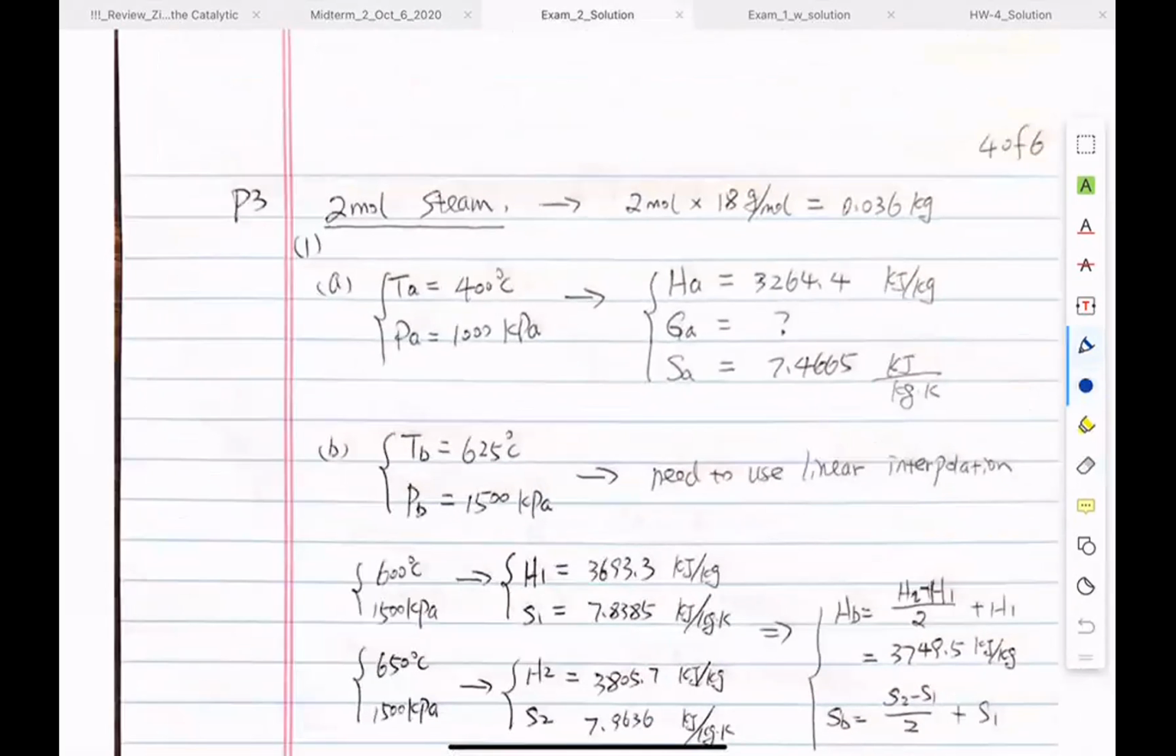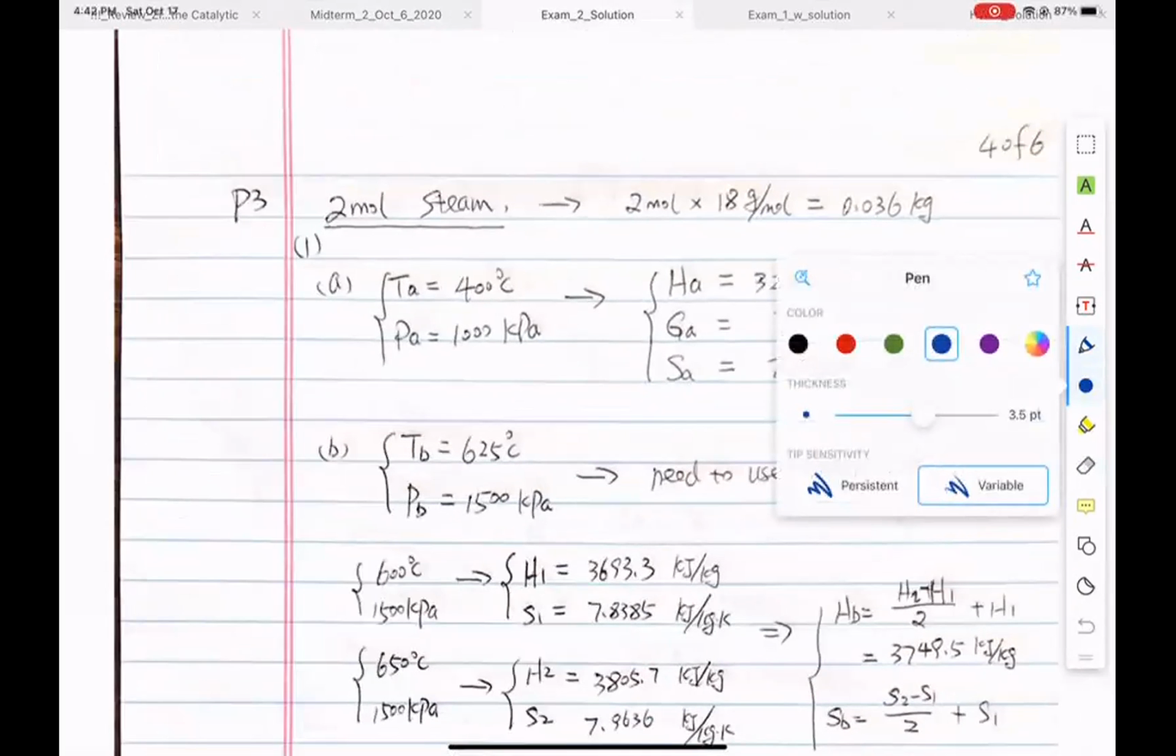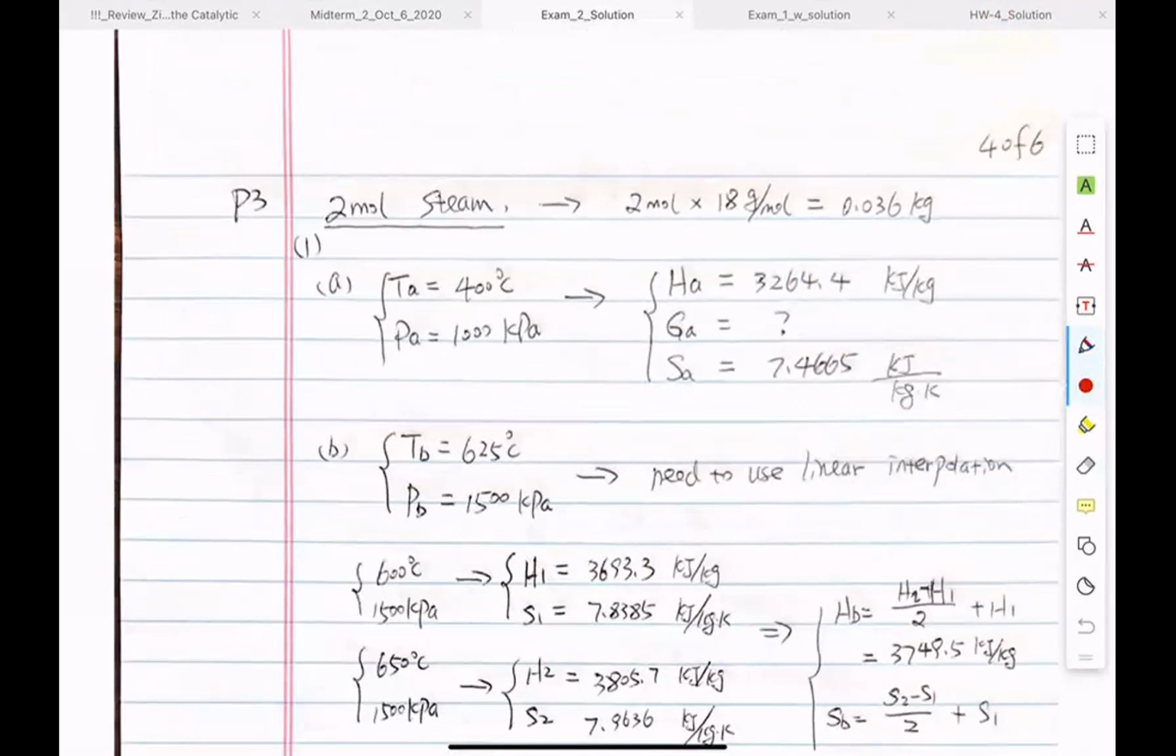First of all, recognize the unit, especially in the steam table. We are using this kilojoule per kilogram for those values in the steam table. So you need to run the first step to convert the unit so that you know how many kilograms of steam you are dealing with.